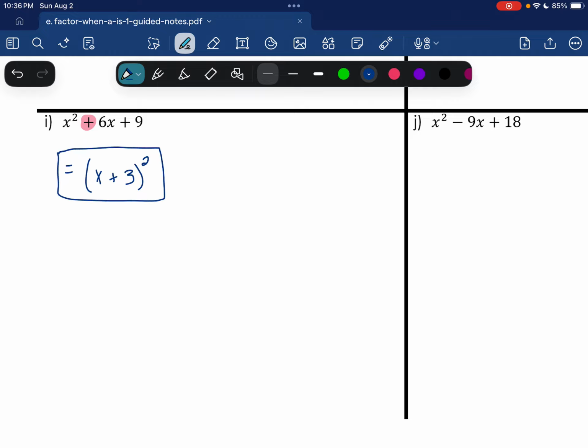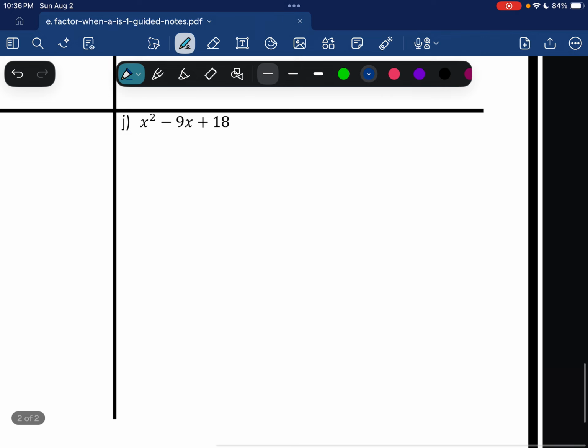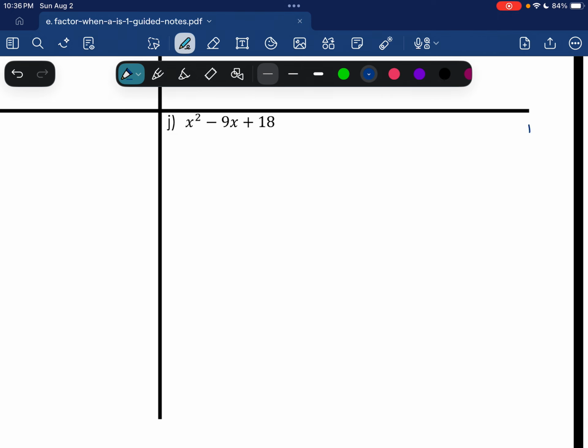All right, last but not least, we looked for factors of 18. So we had 1 and 18, we had 2 and 9, and we had 3 and 6. Everybody had to be negative so that we could multiply to a positive 18 to add to negative 9 here. We went with negative 3 and negative 6. So this looks like x minus 3, x minus 6.